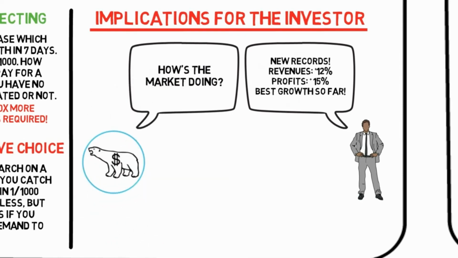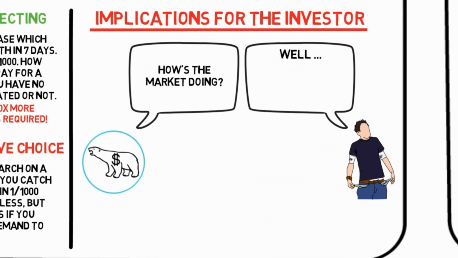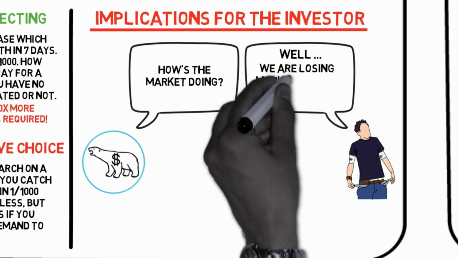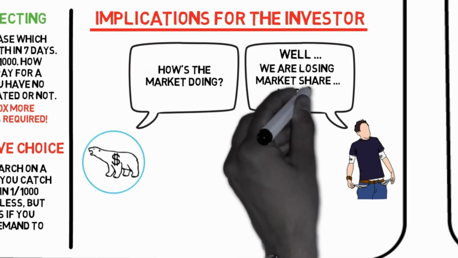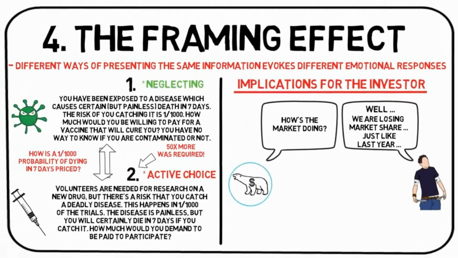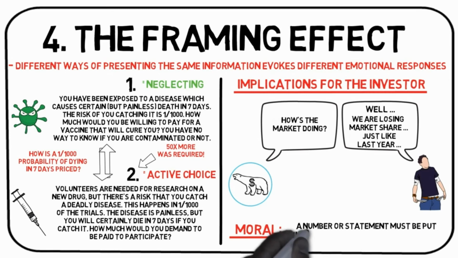How is the market doing? Well, competitors are actually growing faster than we are, at a pace of 20% yearly. So we have lost market shares this year, just like we did last year. Moral of the story. A number or statement without its proper context can sound persuasive, but it's all due to the framing effect. Know this, and you might be able to avoid becoming a victim of it.